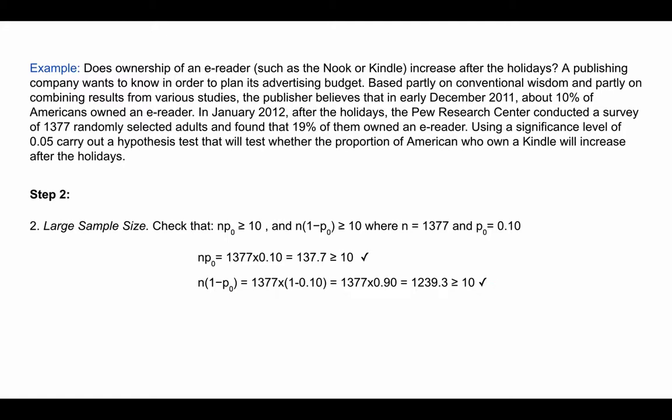Now, if you want to know what these numbers represent, n times p naught is the number of our randomly selected people who would own an e-reader if the null hypothesis were true, or if 10% of the people owned one. So we would have about 137.7. And n times 1 minus p naught is the number of people who do not own an e-reader if 10% of them owned an e-reader out of the 1,377. That would be this number here. These both have to be bigger than or equal to 10.